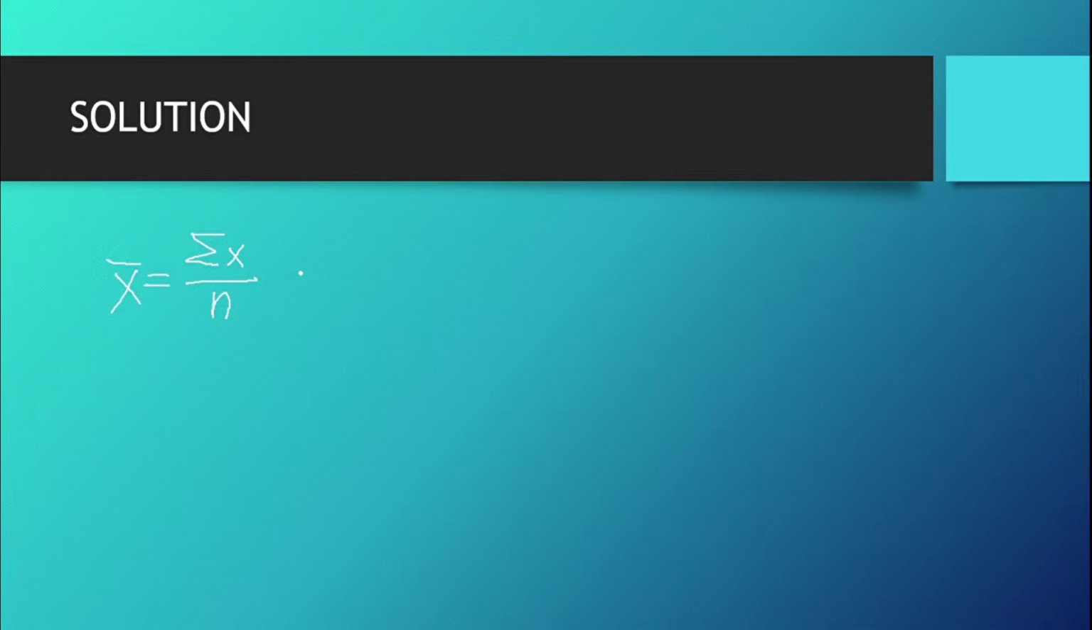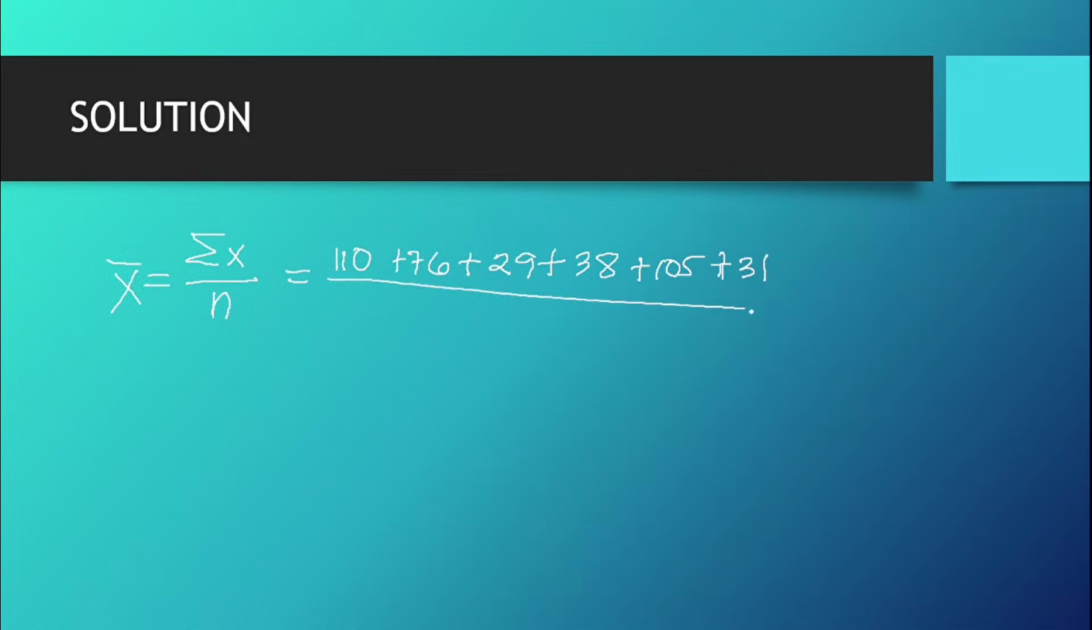Our data are 110, 76 plus 29 plus 38 plus 105 plus 31. We sum this up and divide by the number of observations, which is 1, 2, 3, 4, 5, 6. So the mean is 389 divided by 6, which is 64.8.